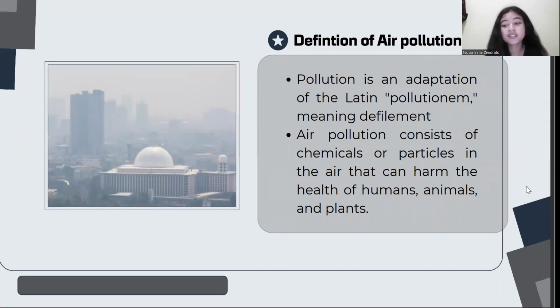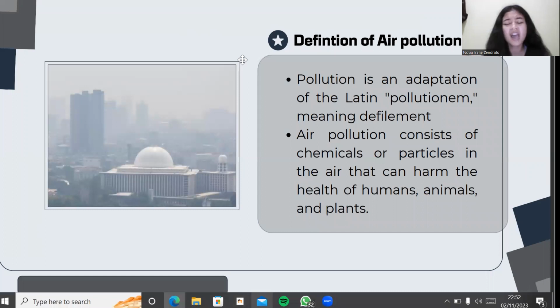Let's go on to the first contents. Definition of air pollution. Pollution is an adaptation of the Latin pollutionem, meaning the filament. Air pollution consists of chemicals or particles in the air that can harm the health of humans, animals, and plants. And they can be gases, solid particles, or liquid droplets. Next slide.